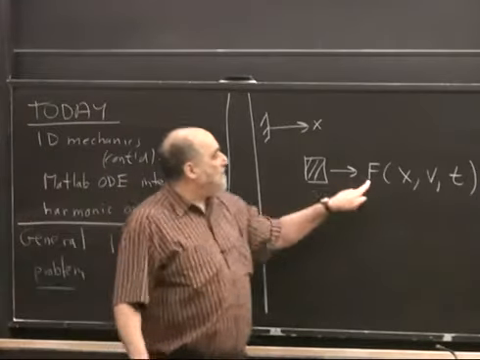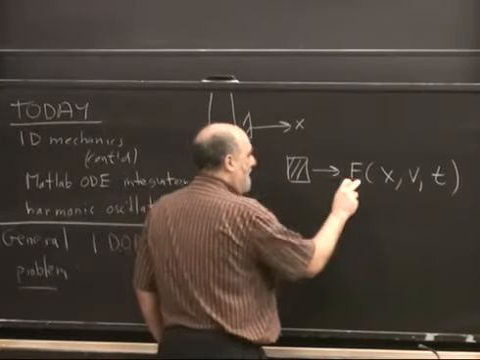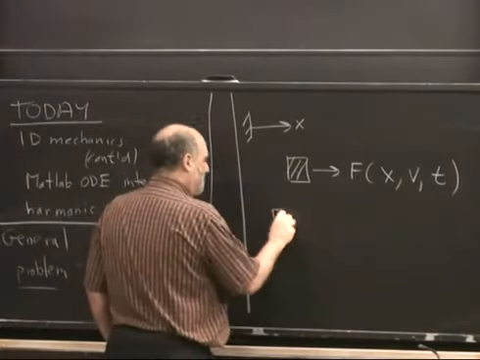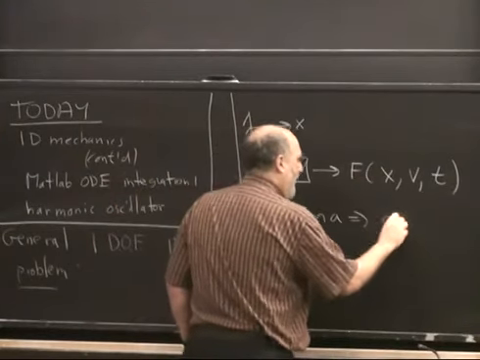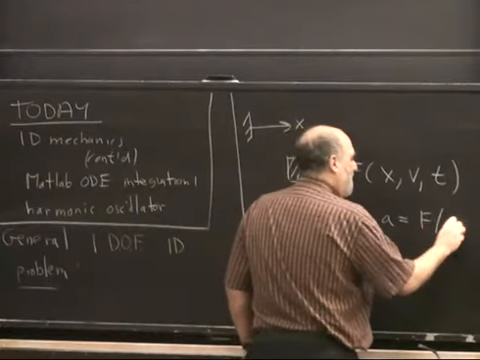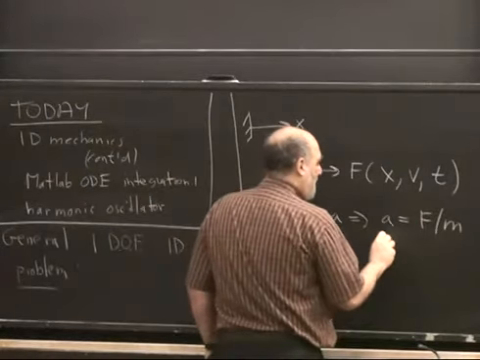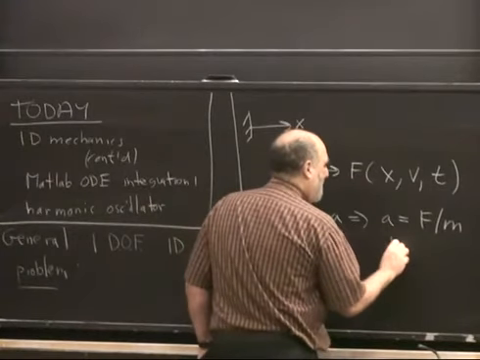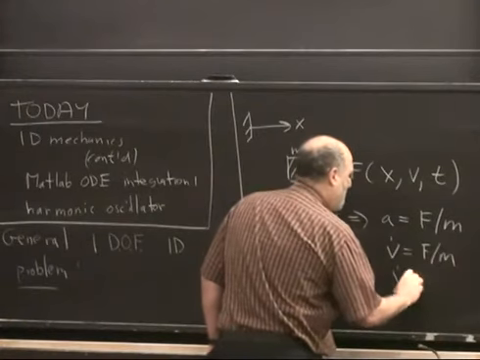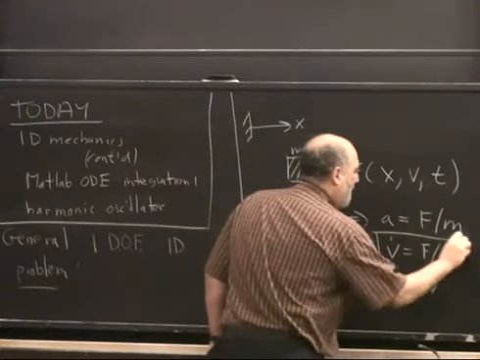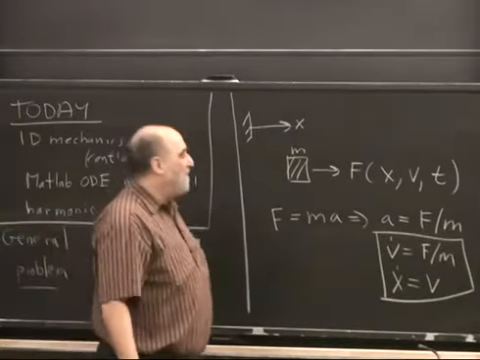So if you know this function, then we can write the equation F equals ma. We can invert that equation, and it turns into a equals F over m. Supposedly, we know what this mass is, and we can also rewrite this equation as v dot equals F over m, and we can couple that with the equation x dot equals v, and these become the governing equations for the system. And this is the crystal ball view of things.